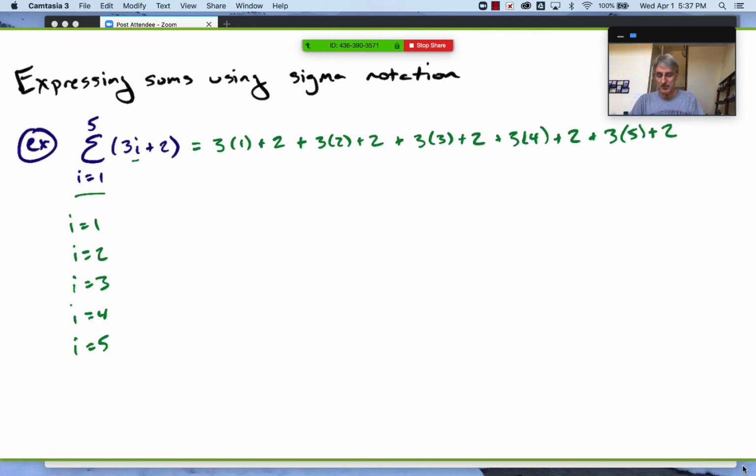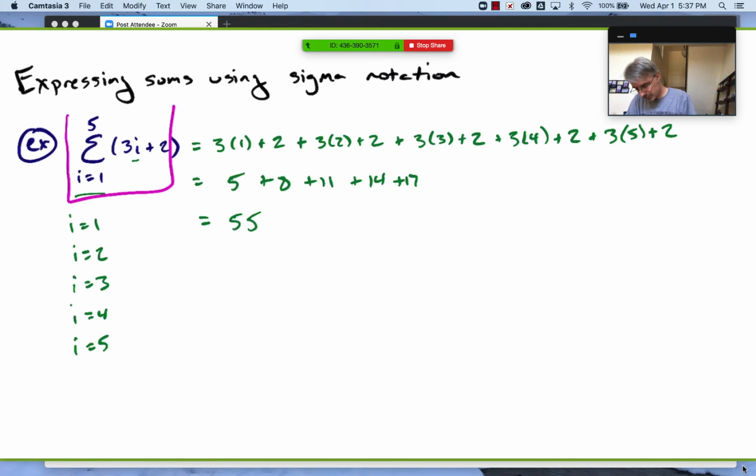And then if I wanted to simplify that further, I could do that. 3 plus 2 is 5, 6 plus 2 is 8, 9 plus 2 is 11, 14, 17, and then whatever that adds up to be. And so 13, 24, 38, 55. I think that's right. So this expression that I started off with is equal to 55.